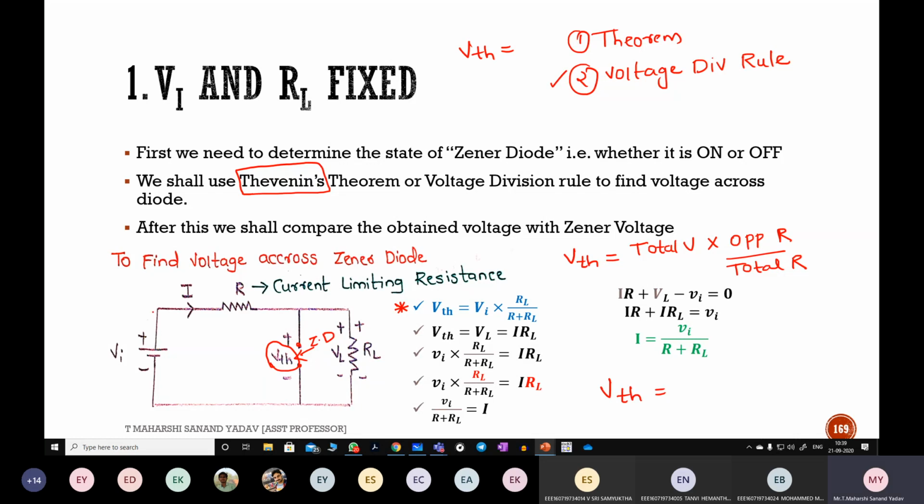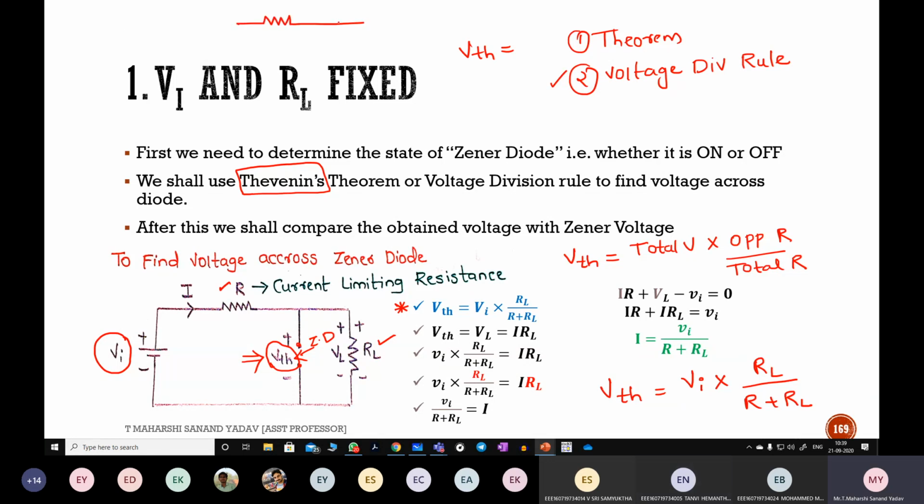What is the voltage that we are applying? The input, which is VI. So your total input voltage is VI into the opposite resistor across this VTH. Is it RL? Okay, RL. Opposite resistor by total resistance, which is R plus RL. Clear with this?